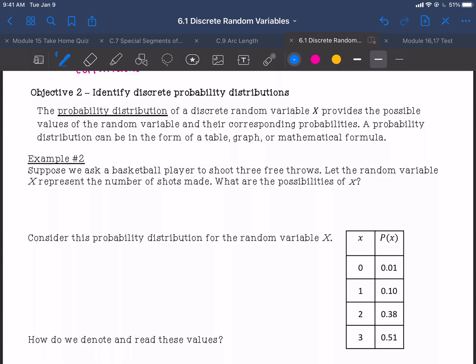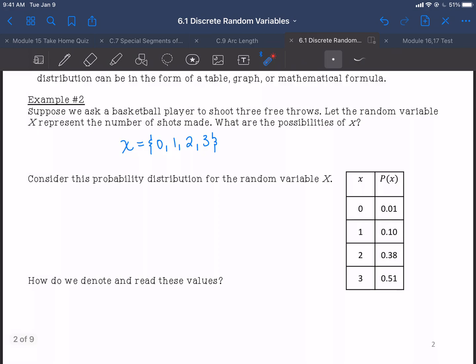Well, the possibilities, if the random variable is the number of shots made, this basketball player could make 0 of them, 1 of them, 2 of them, or all 3 of them. So those would be our possibilities. So consider this probability distribution. It gives us our possibilities here, and the probabilities of each of those possibilities.